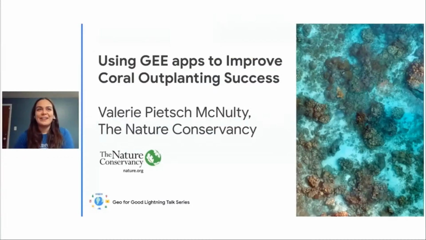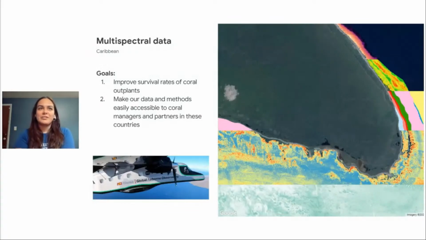All right, hi everyone, I'm Valerie McNulty, and I'm going to share today how we are using Google Earth Engine apps in the Caribbean to improve survival rates of coral outplants. A common challenge in coral restoration is identification of outplanting sites. In the past, sites have been selected largely based on local knowledge or logistical criteria, but we were interested in finding a way to more scientifically select sites to improve coral survival rates.